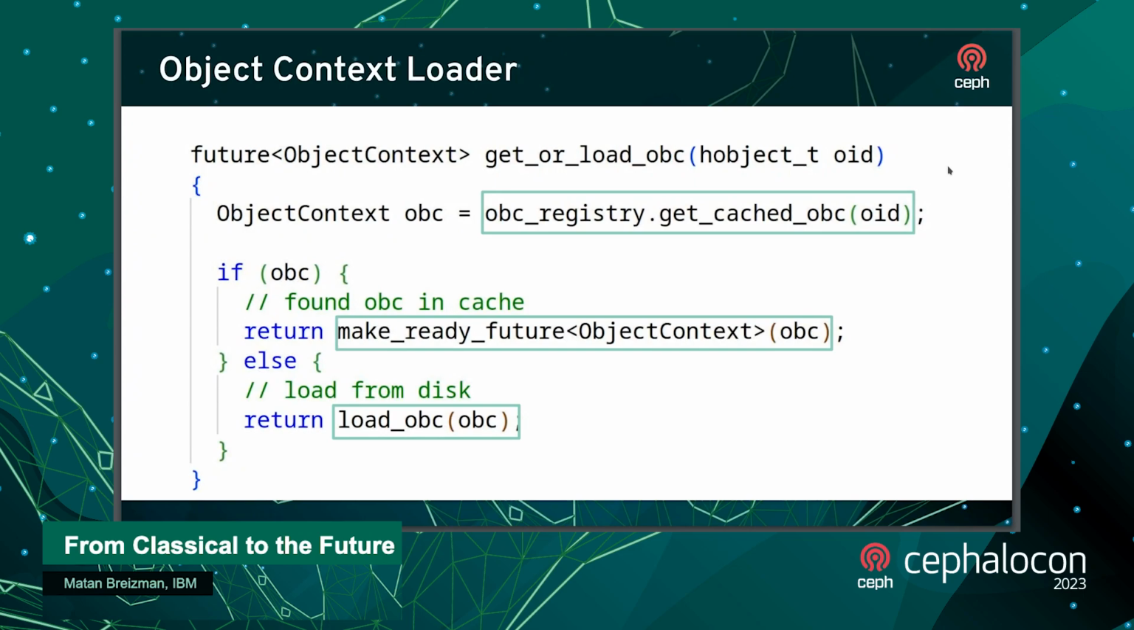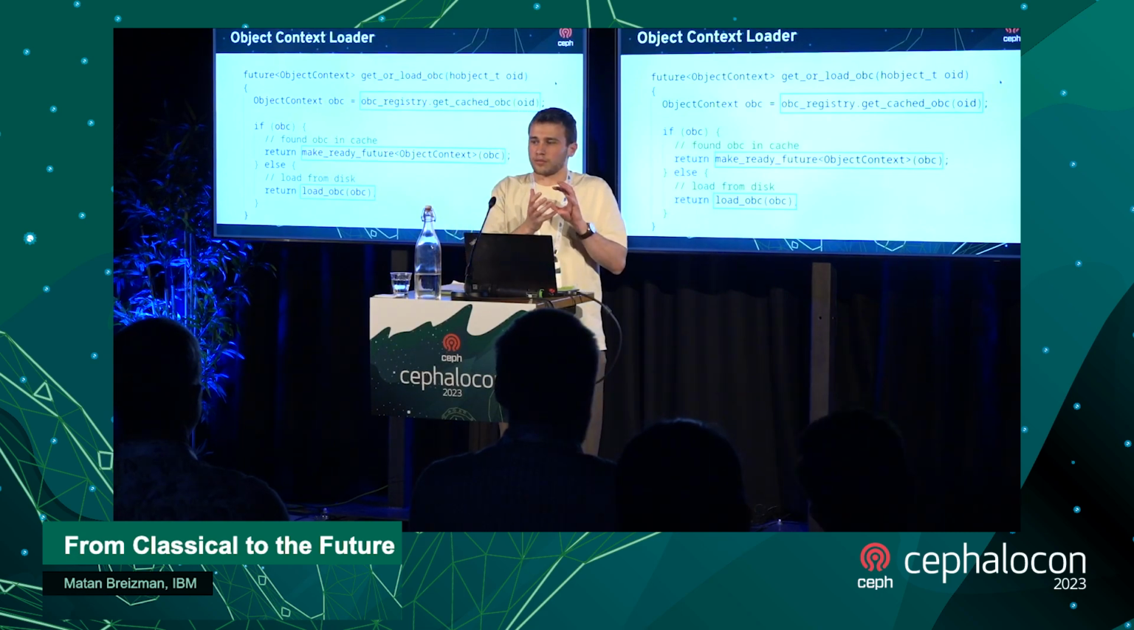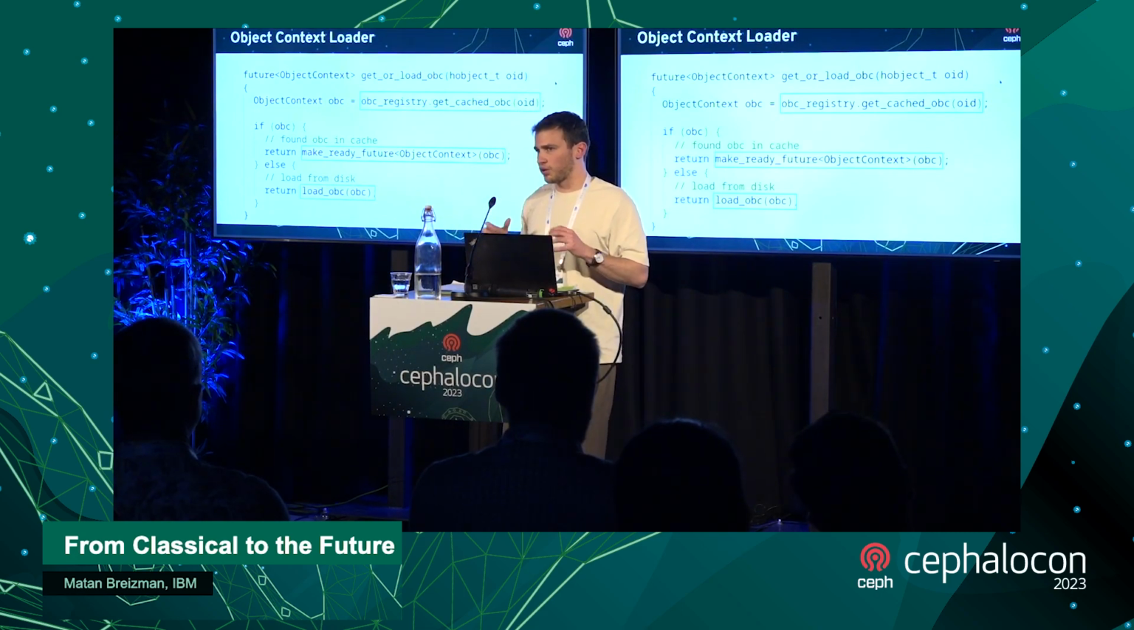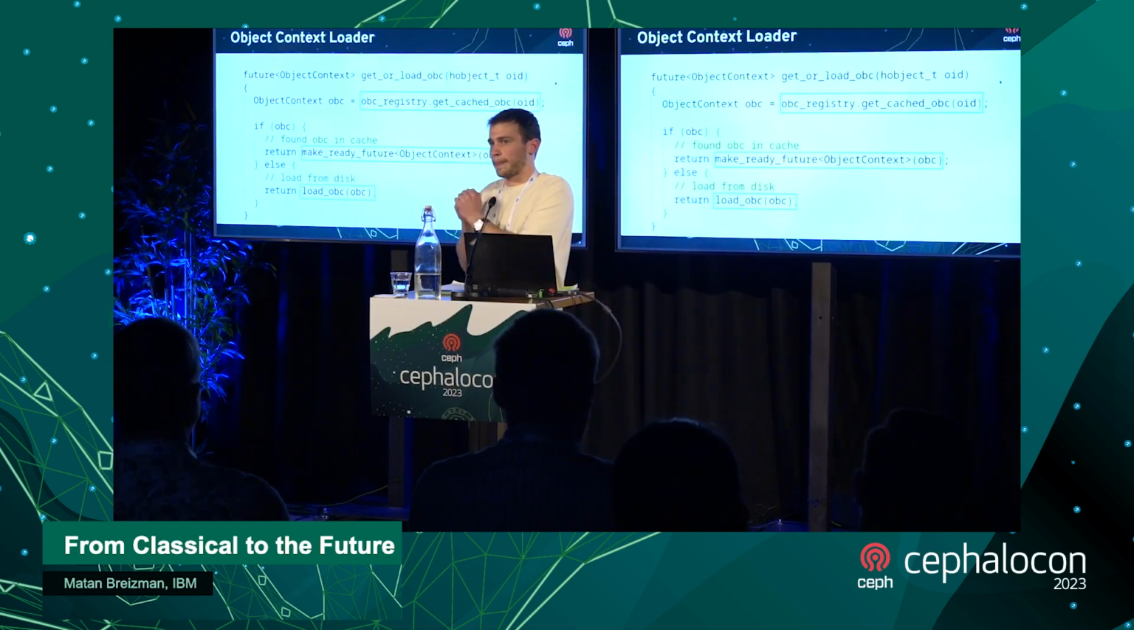So the logic is quite the same. We go to our cache and we search for the object context. If we have it, good. We found it in cache. We will return a make ready future. A make ready future will create a future in an already resolved state, meaning we don't need to perform any additional I/O. We can straight up use our object context we got from our cache.